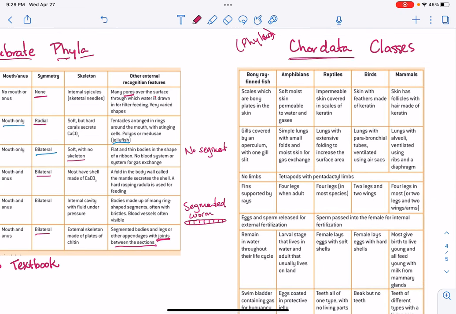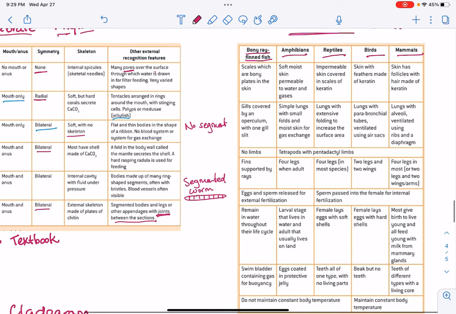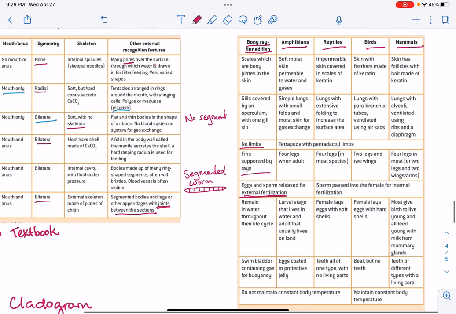We have the bony ray finned fish. There are multiple types of fish, but you need to know about the bony ray finned fish. We have amphibians, reptiles, birds, and mammals. So bony ray fish, they're essentially the fish. They don't have any limbs. They have fins supported by rays. They have external fertilization, so they lay eggs. The female lays eggs, and then the males come by and release the sperm, and that's how fertilization occurs. And they also have a swim bladder so that they can go up and down in the water.